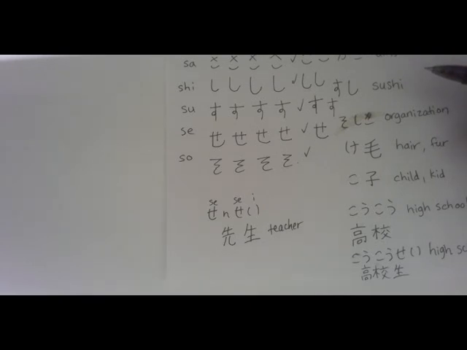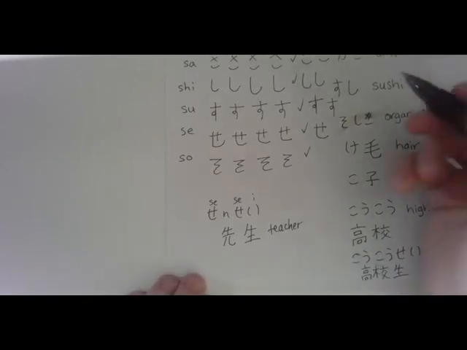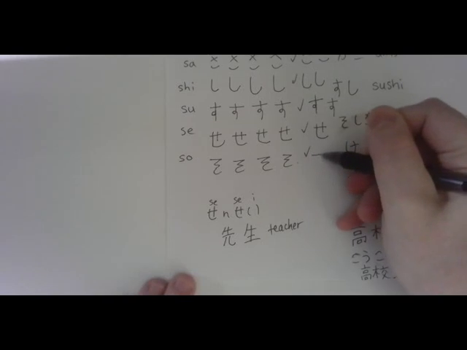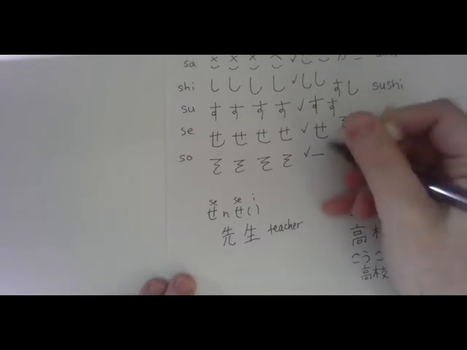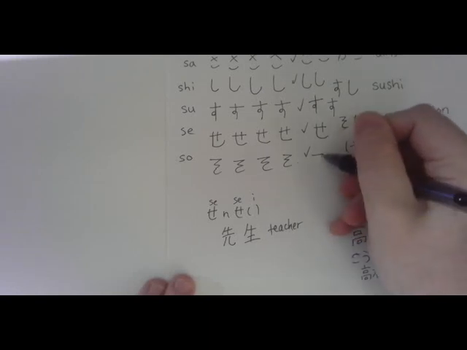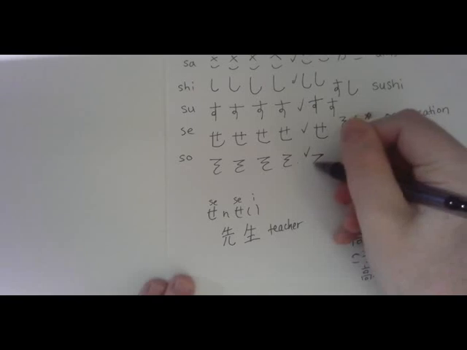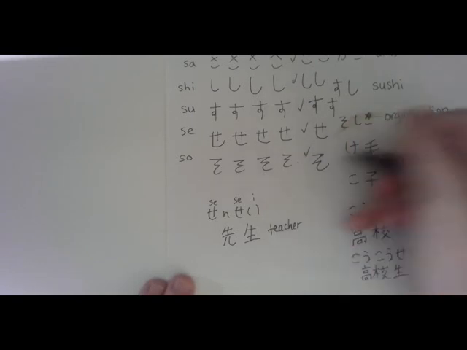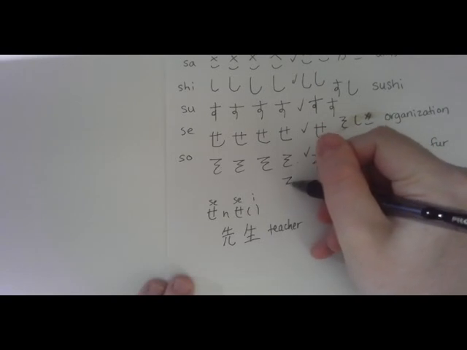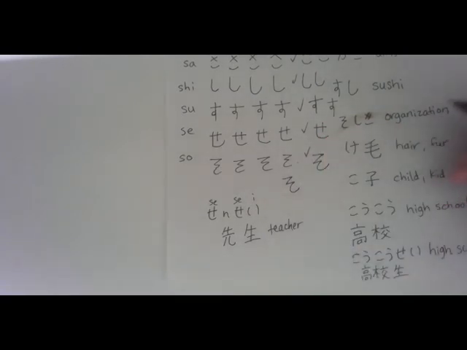Alright, and the last one is so. This one's a little more tricky, but once you get the hang of it, it's not tricky. So we're going to do one line to the right here. Then you kind of make a squiggle and then curve it at the bottom. So like a Z. Yeah, like that, and then you curve the Z. So a line, make that Z, and then curve it up. And that's so.